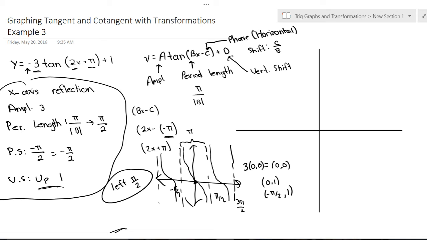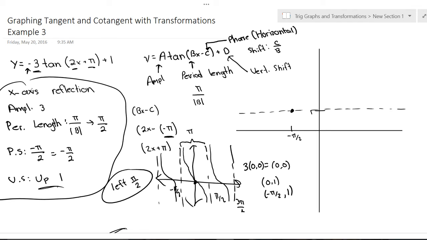What I like to do is draw at 1. That's our new center line because we went up 1. So we can draw that in here, and we can draw our first point, which we just figured out was negative pi over 2, 1, because we moved left pi over 2 and we went up 1.